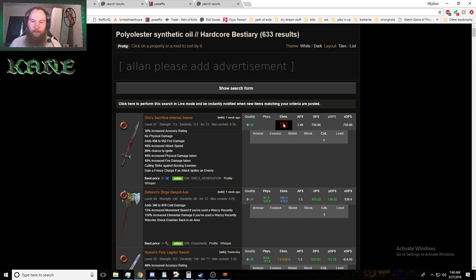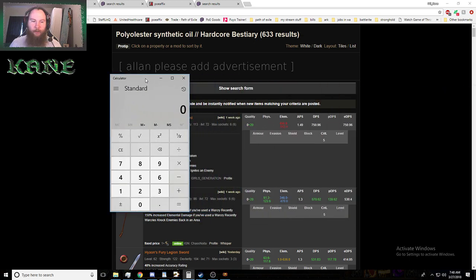This is your physical damage, elemental damage, attacks per second, your overall DPS, the combination of the two plus your attacks, your physical DPS, so that's physical damage, attack speed equals that, and then your elemental DPS, elemental attack speed, and that. And using a calculator, you should be able to figure it out.